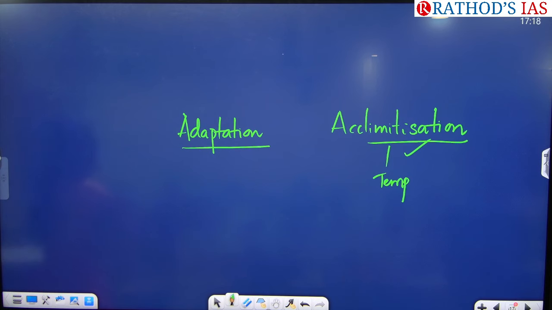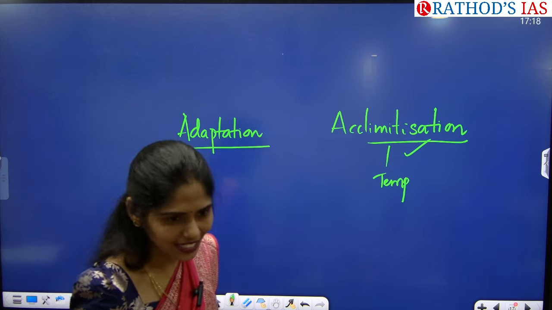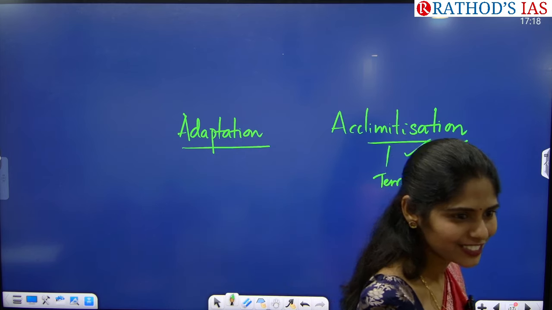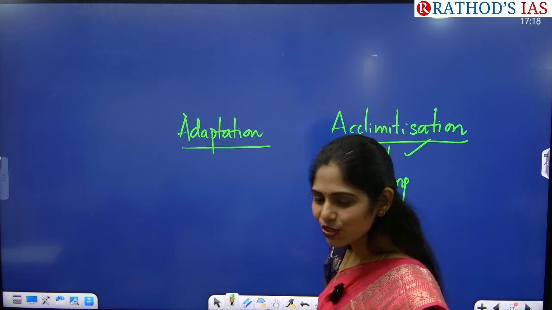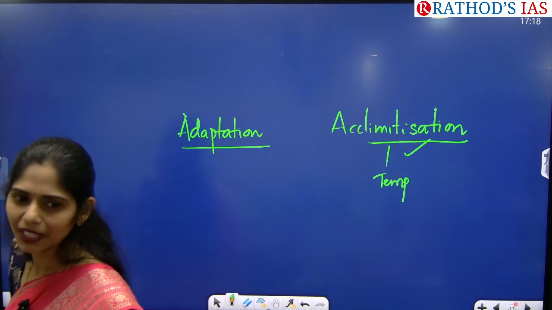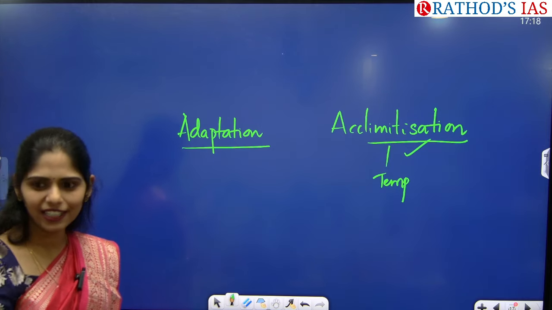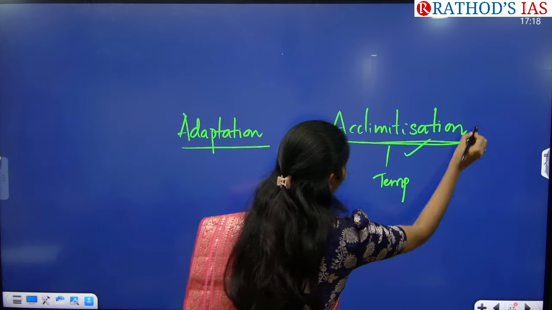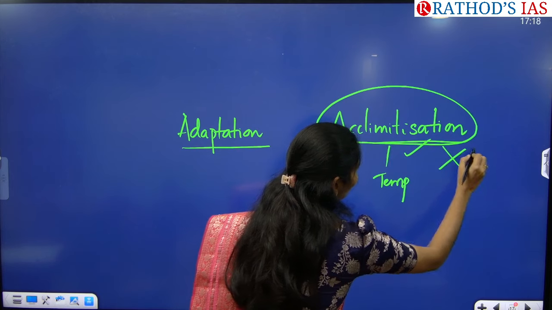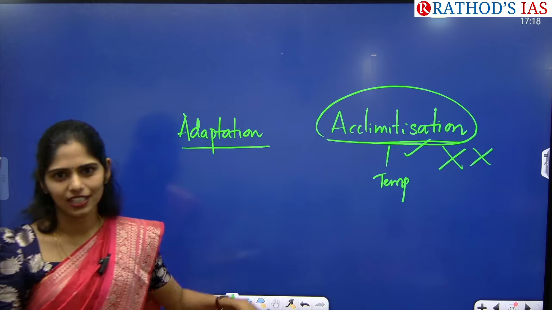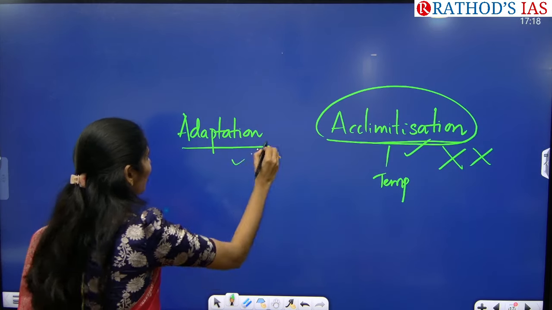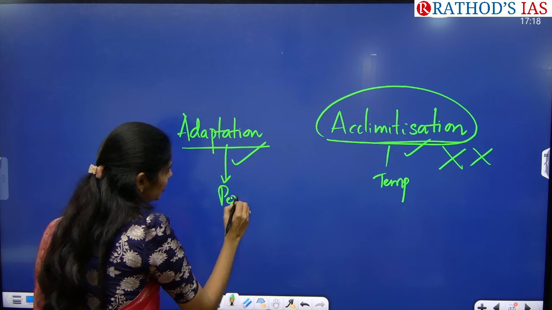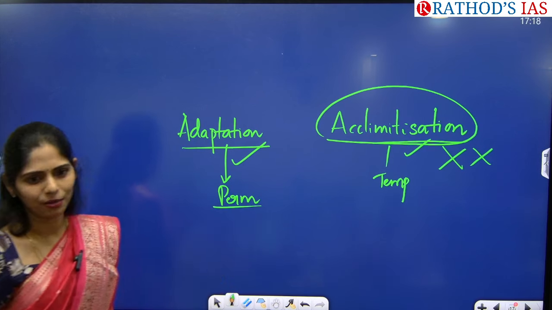In your body, oxygen level decreases. Next, heartbeat: increase or decrease? So the changes that are happening for a temporary period when you're moving to another area are called acclimatization. But we are not at all discussing this acclimatization because it is just a temporary phenomenon. So we will be focusing on adaptation, which is a permanent phenomenon.